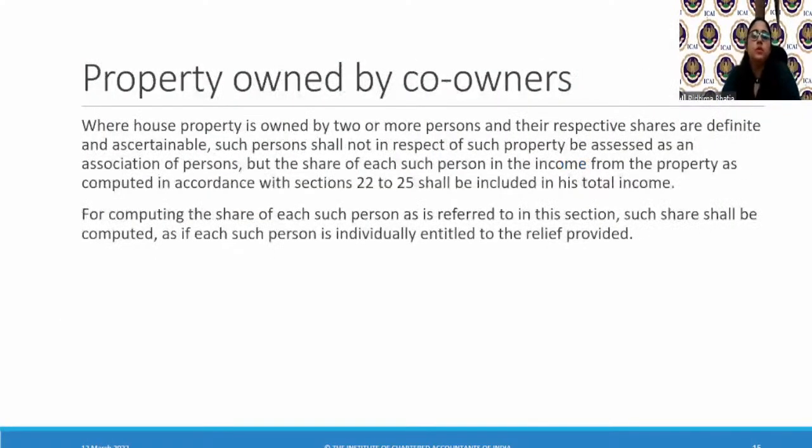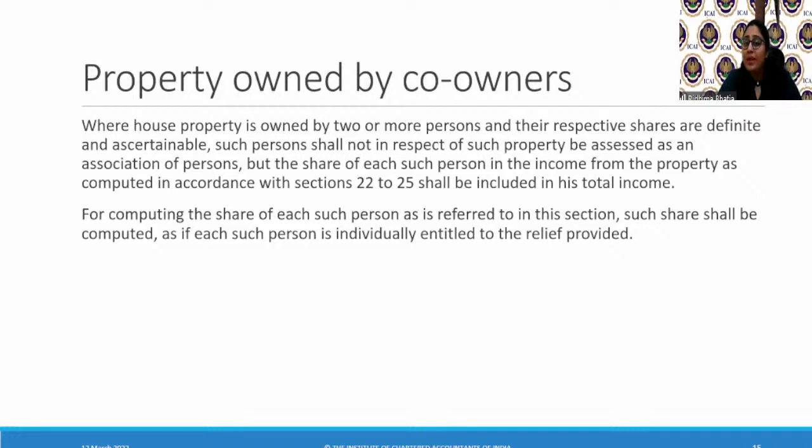Next concept, which was not taken in the last class, is property owned by co-owners. What are co-owners? You and I both own the property, so we are the co-owners. With co-owners, everything is very simple. The net annual value you calculated, the property tax you calculated, all of them would be divided into shares. So if you have 70 and I have 30, the net annual value would be 70% for you, 30% for me.